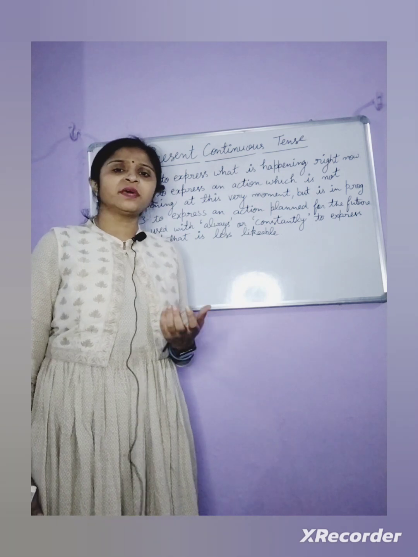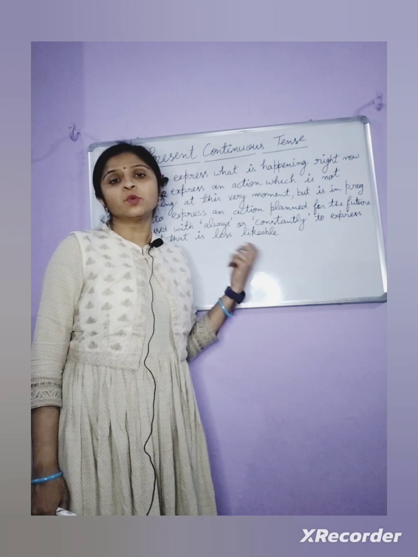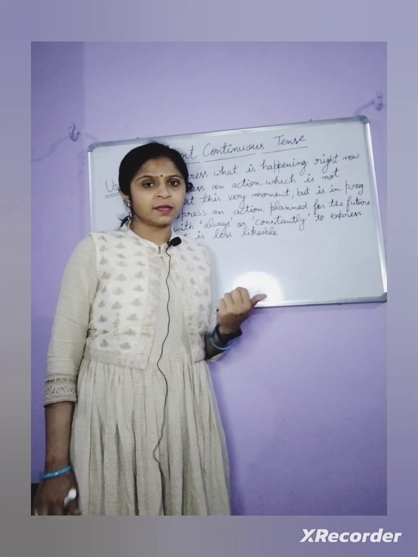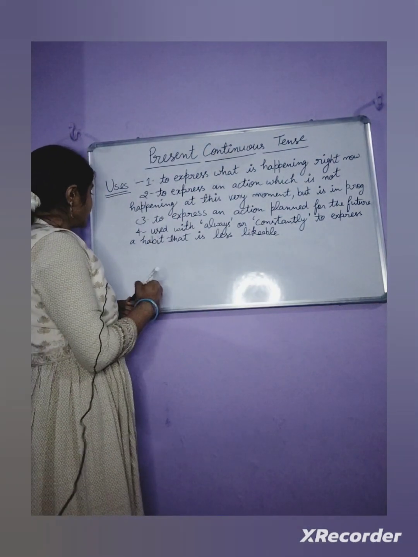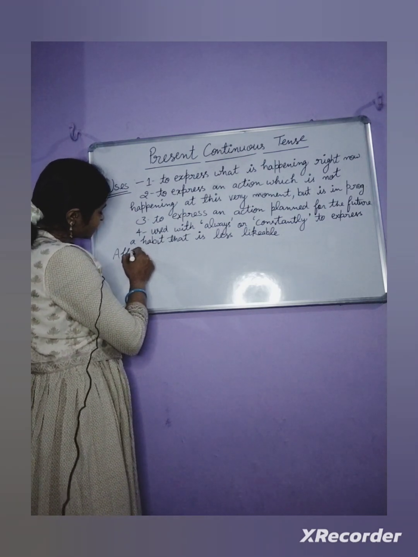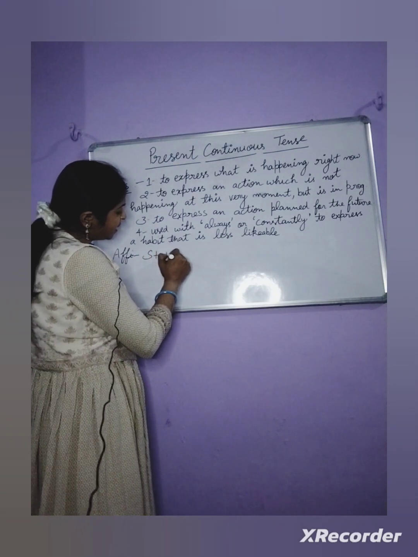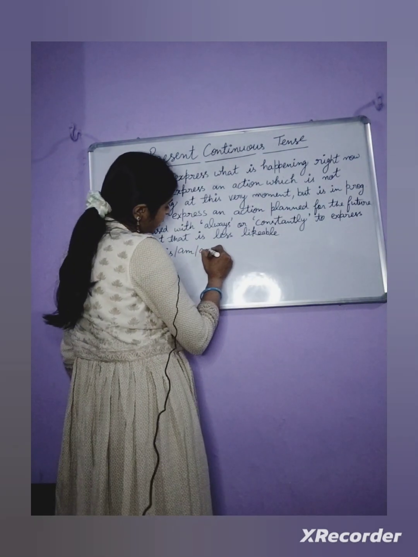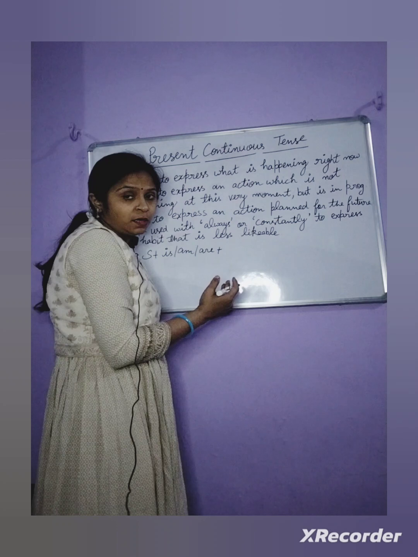There are many places where you can use this tense, but these four are most important. So let's see the very first structure, then uses. We will start with the structure. In the affirmative sentences, the very first is the subject, then is, am, are. Is with the singular, am with I, and are with plural subject.